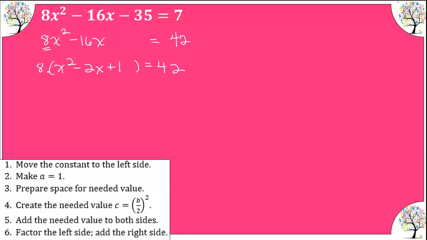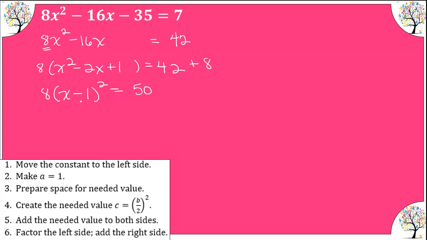Now we added a value of 8 on the left side because this is really 8 times 1, so we have a value of 8 on the left, so we must add a value of 8 on the right. Now we're going to factor the left, and we're going to combine the right. Now we are going to take the root of our quadratic, the sign of our linear, and the root of our constant. And now we're going to solve.